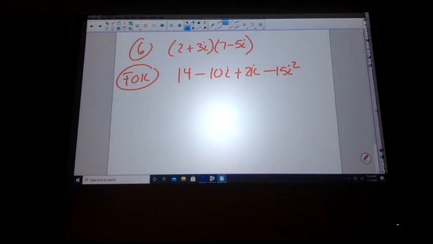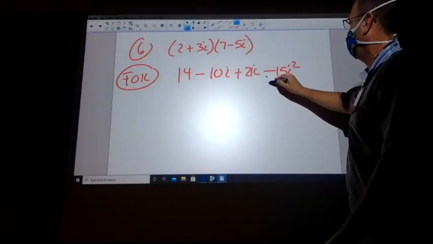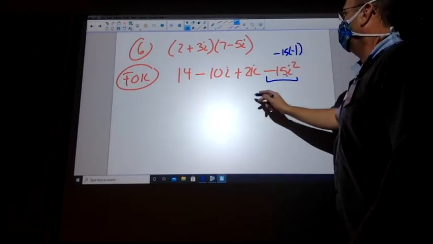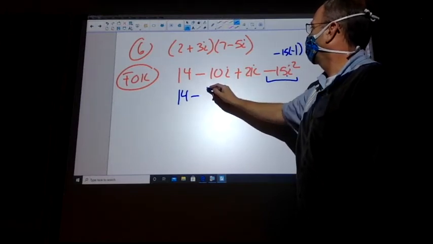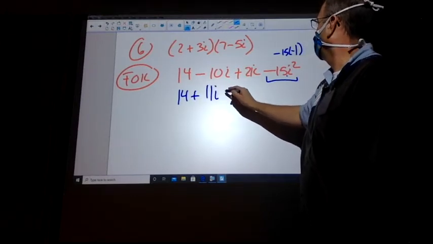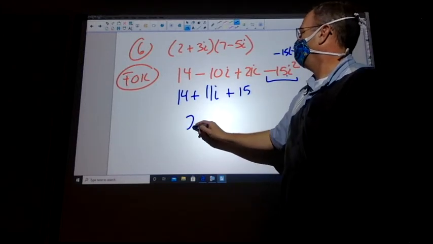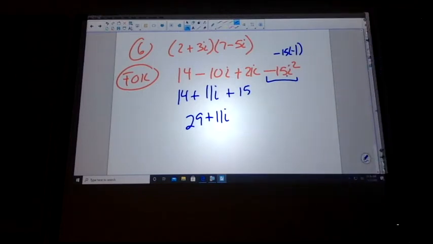What is negative 15i squared? Plus 15. Positive 15. Awesome. So the thing that's going to catch you here is you have to realize that's 15 times negative 1. So that's going to give me 14 plus 11i plus 15. Combine 14 and 15 to get 29 plus 11i. So you have to remember that.